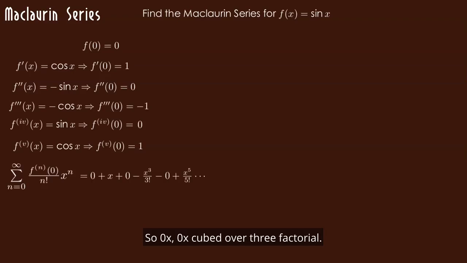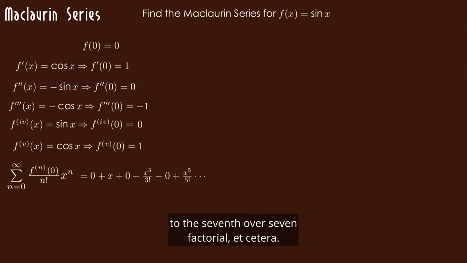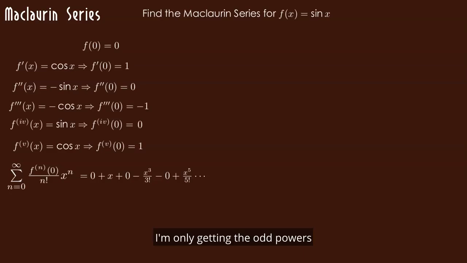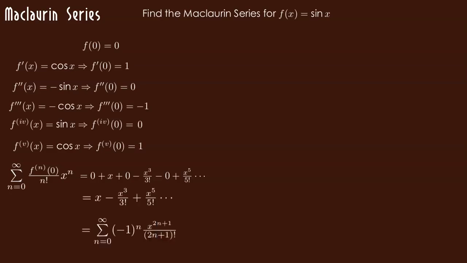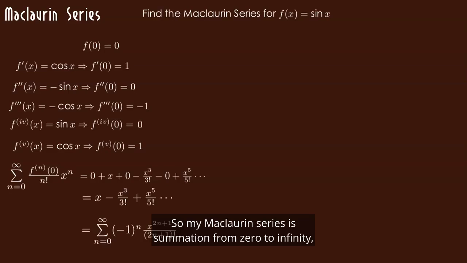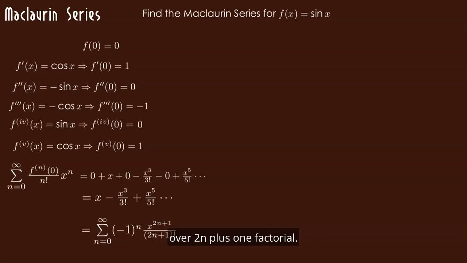So 0x, 0 x cubed over 3 factorial. The next one is positive x to the 5th over 5 factorial. So next I'll get negative x to the 7th over 7 factorial, etc. I'm only getting the odd powers, and the power on top matches the factorial on the bottom. So my Maclaurin series is summation from 0 to infinity, negative 1 to the n, x to the 2n plus 1 over 2n plus 1 factorial.